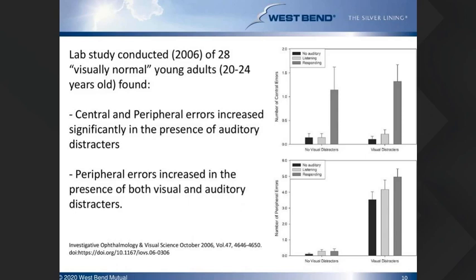So even though we consider hands-free devices to be a control for distracted driving, this study really represents that it's not. And when you compound active listening with responding and even having visual distractors, whether that might be anything from an ELD system, a telematics system, a GPS system, those errors increase significantly, especially in our peripheral vision, where that could be very important if we have traffic coming from the left or the right of us.